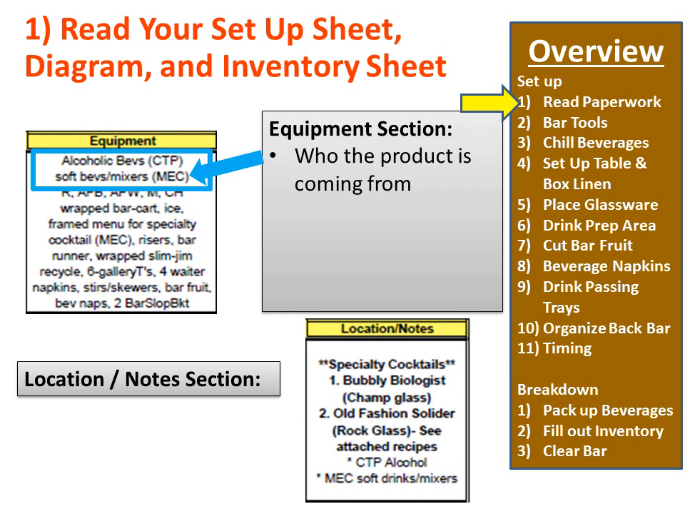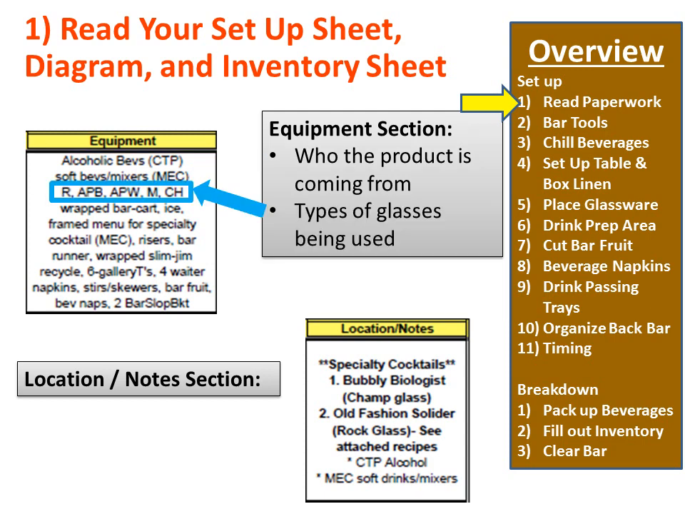The equipment section tells you who the beverage product is coming from. In this case, it says Alcoholic Beverages CTP. CTP means Client to Provide. It then says Soft Beverages and Mixers, MEC. This means Main Event Caterers is providing.